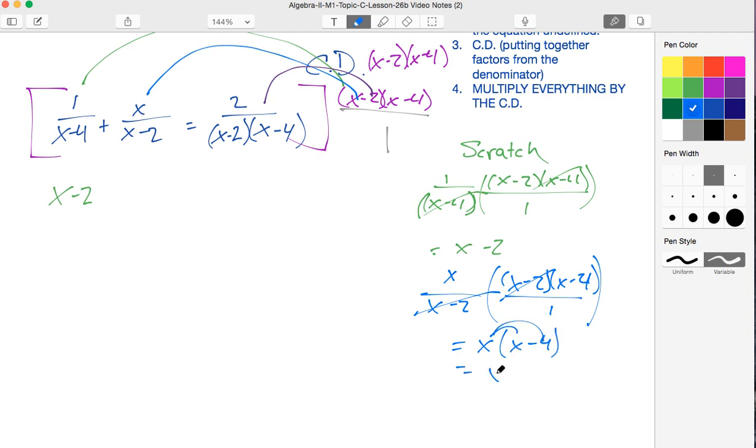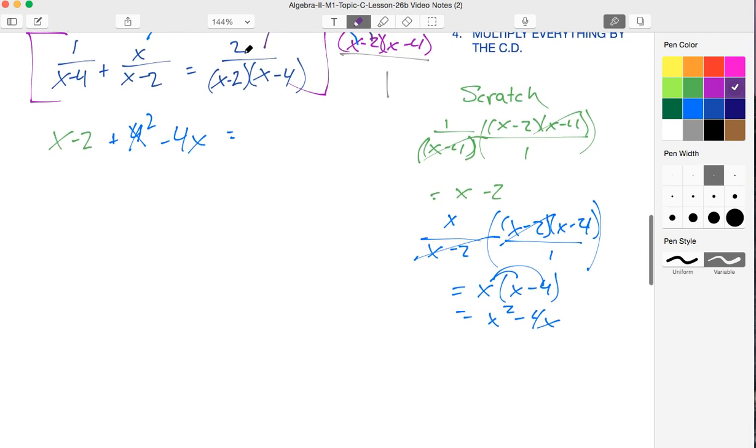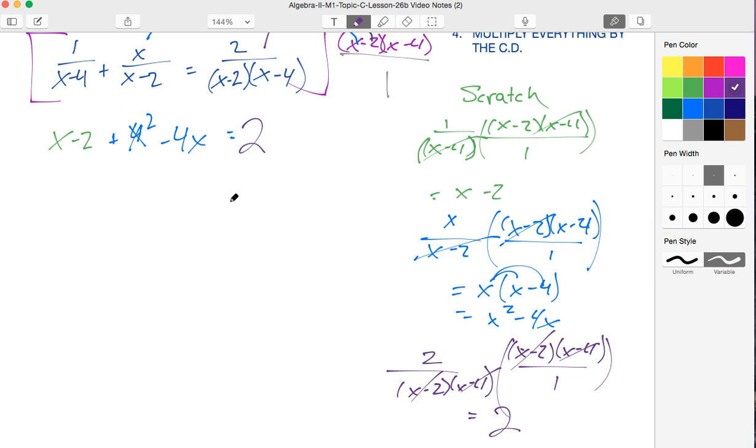And now I'm going to distribute x squared minus 4x. Now I'm going to put this back in here. Whoops, x squared minus 4x. Equal sign. Finally, I have my right-hand side of the equation, 2 over x minus 2, x minus 4. And I'm going to multiply it by my common denominator, x minus 2, x minus 4. Again, it's over 1. This factor cancels, and I'm left with 2. So my whole right side of the equation cancels to 2.